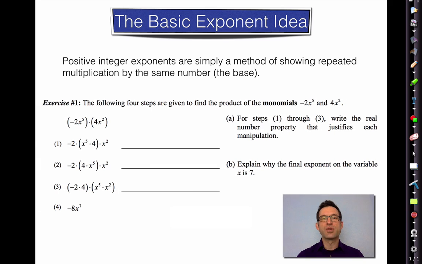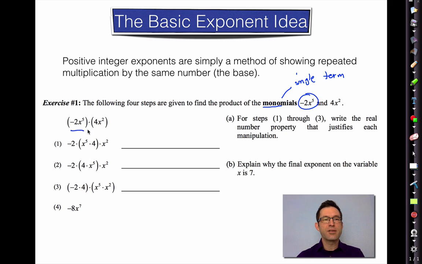The following 4 steps are given to find the product of the monomials. A monomial is an expression that is a single term expression. Mono meaning 1. Okay, and we're going to find the product of negative 2x to the fifth times 4x squared. For steps 1 through 3, write the real number property that justifies each manipulation. Finally, letter B says, explain why the final exponent on the variable x is a 7. Okay? Well, what's the first thing I do?